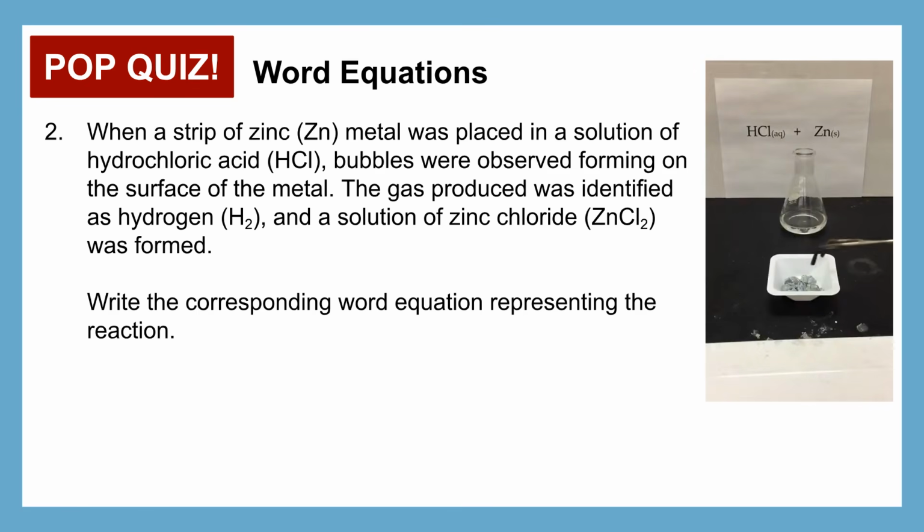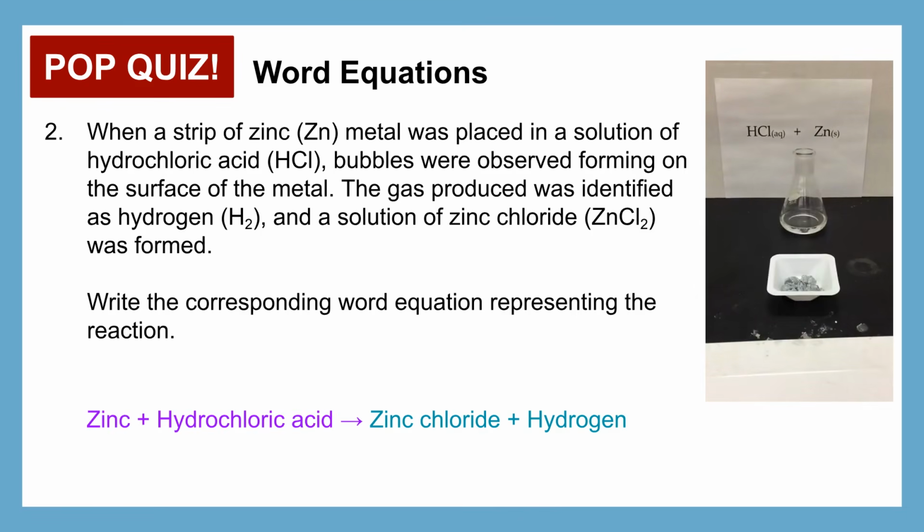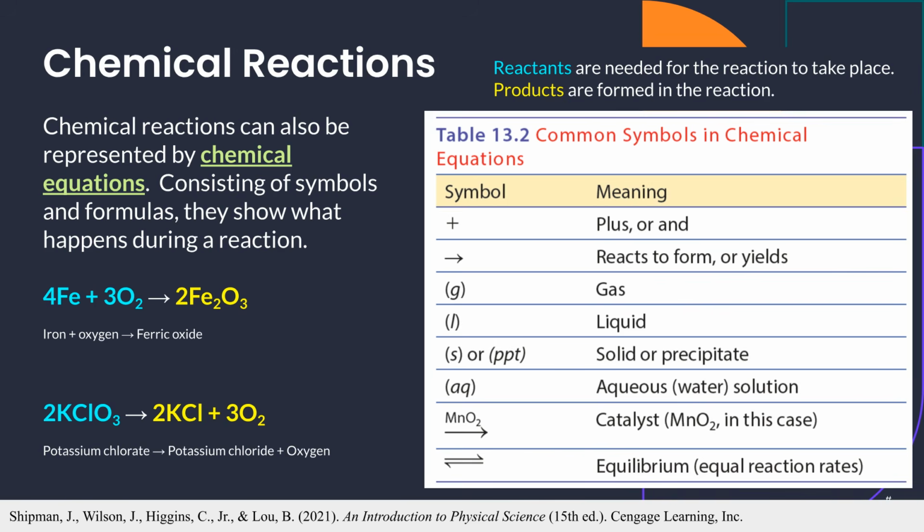In this reaction, zinc metal is placed in hydrochloric acid, and bubbles form on the metal surface. The bubbles indicate that a gas is being produced. This gas is identified as hydrogen. At the same time, zinc chloride forms in solution. To write the word equation, we list the reactants zinc and hydrochloric acid, followed by the products zinc chloride and hydrogen. This word equation shows both the new substance formed and the gas released. Chemical reactions can also be written using chemical equations. Unlike word equations, chemical equations use symbols and formulas to show exactly what happens.